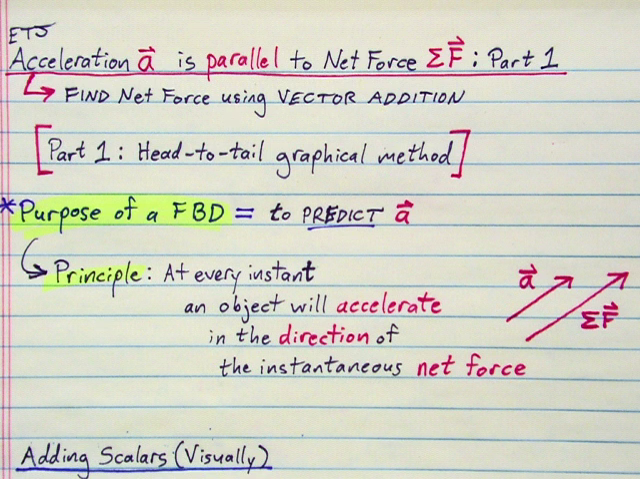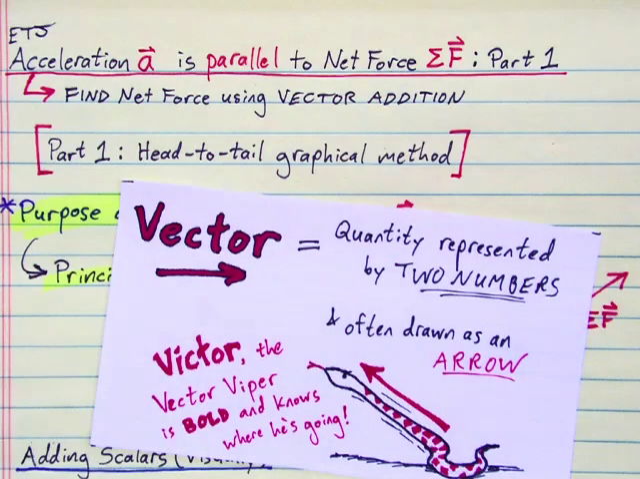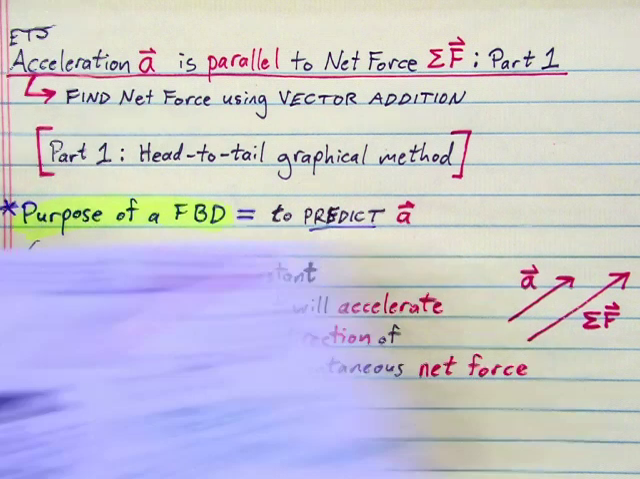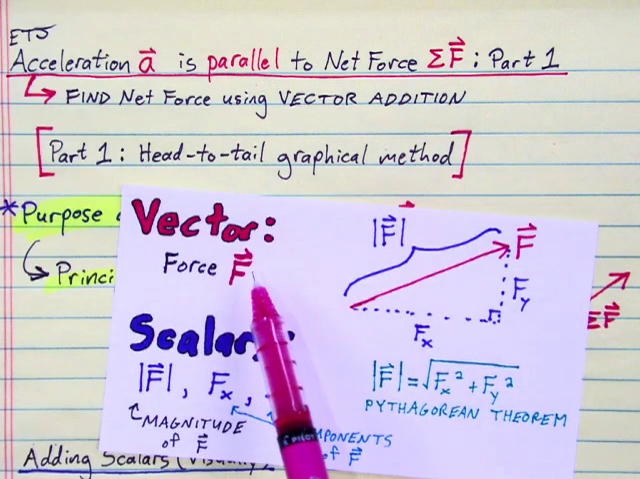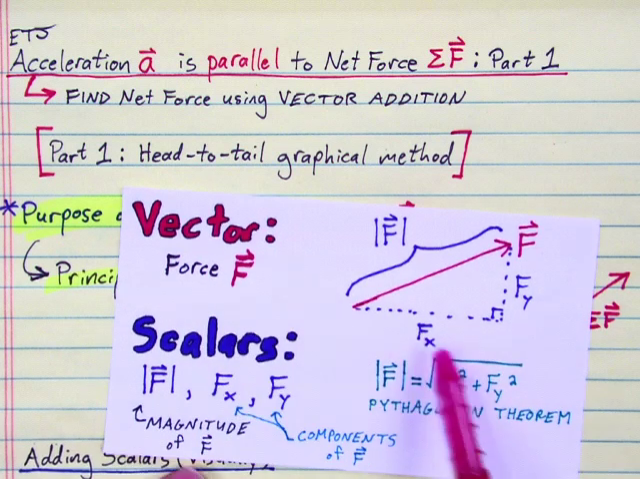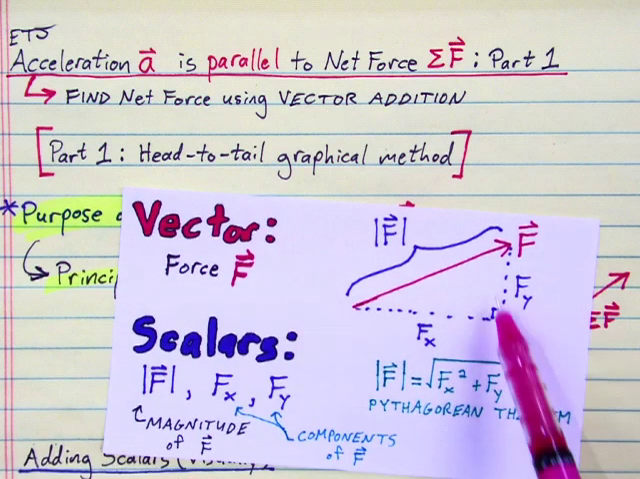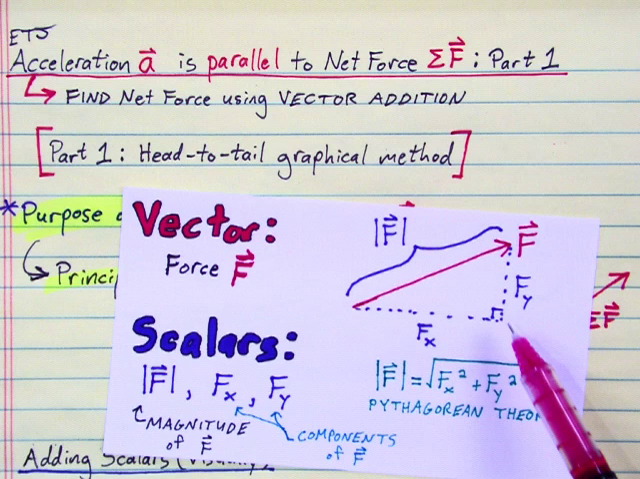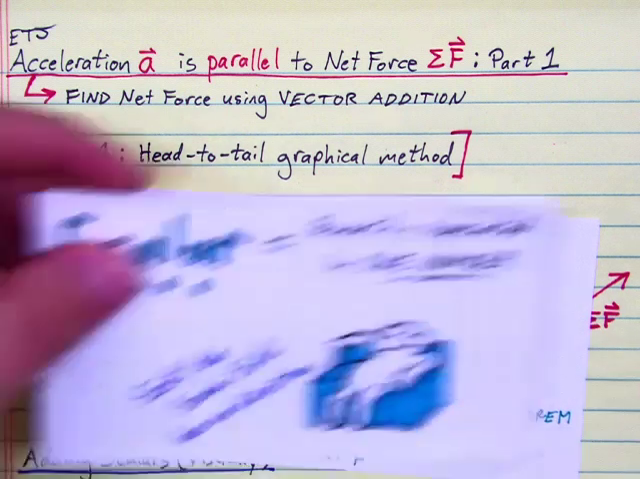To find the instantaneous net force, we need to be able to add the force vectors. So remember that a vector is a quantity represented by two or more numbers, two numbers in 2D, and they are the components of the vector. Here we'll model a force by saying that force F is a vector with components Fx and Fy. The force is a vector, but the components themselves are scalars.